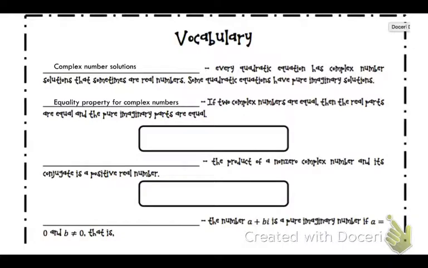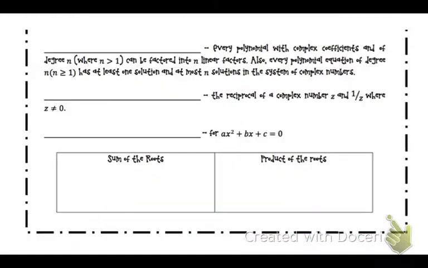Okay? Equality property for complex numbers. If two complex numbers are equal, then the real parts are equal and the imaginary parts are equal. So say we have a plus bi equals c plus di, then a equals c and b equals d. Okay? The product property of complex numbers: a plus bi times a minus bi is a squared plus b squared. If you notice, that is the sum of squares, which we've done last unit. Okay? And then ignore that last one, I guess.